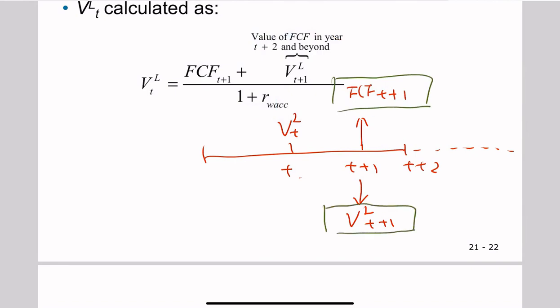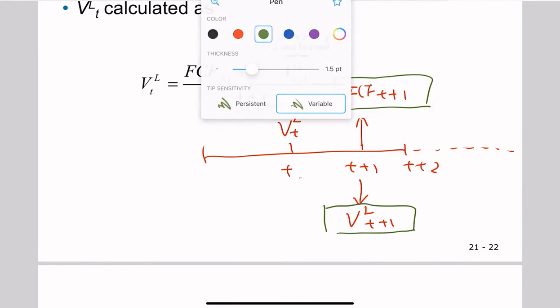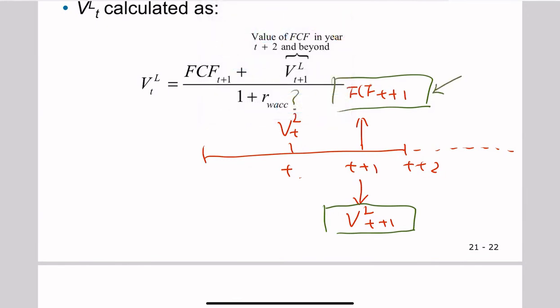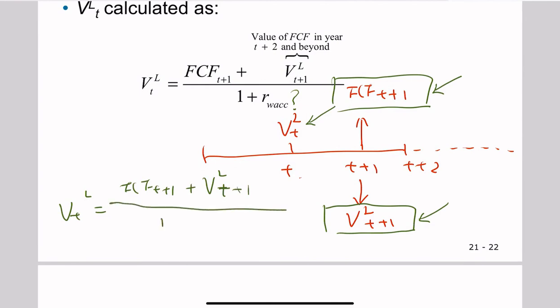if I ask you, what is the firm's levered value at date T? Then you will see that it's pretty easy, right? You would just discount these two values, the free cash flow at T plus one and the firm's levered value at T plus one. By discounting these two numbers, you will get the firm's value at time T. That is V_T^L equals (FCF_{T+1} plus levered value at T plus one) divided by the firm's WACC.